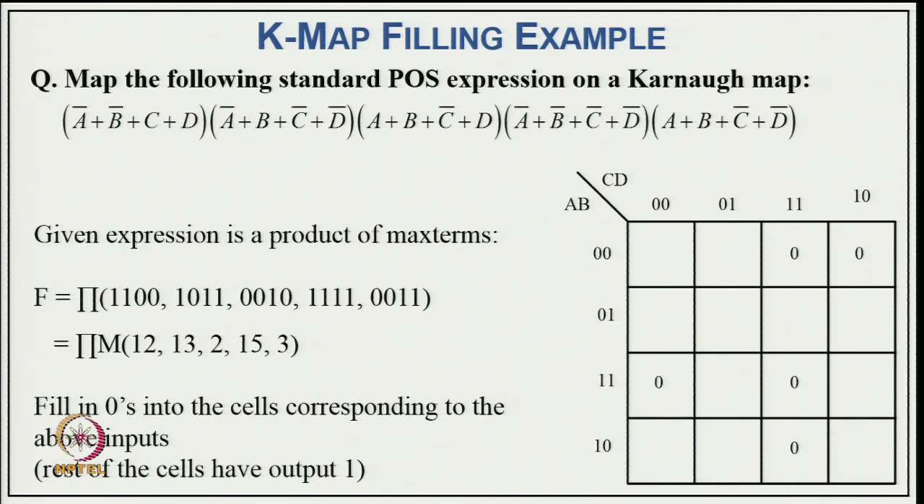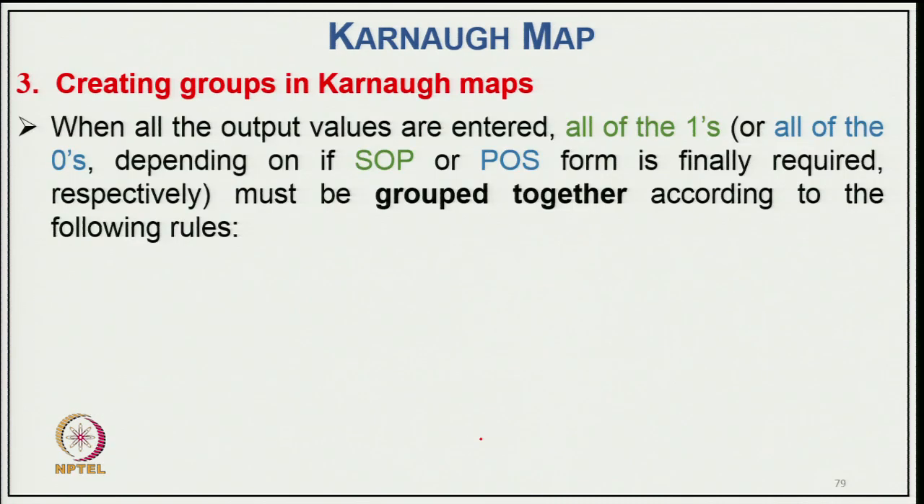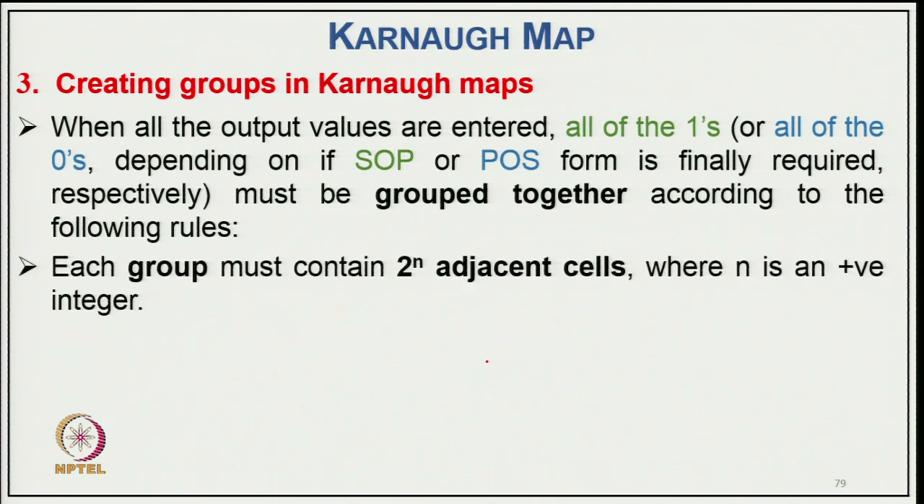So, fill all zeros into the cells corresponding to the above inputs, and the rest of the cells will have output equal to 1, which we are not putting here. That is the way we represent the product of sums in the Karnaugh map. Now, creating groups in the Karnaugh map: when all the outputs are entered, all 1s or all 0s, depending upon the sum of products or product of sums form required respectively, they must be grouped together according to the following two rules.